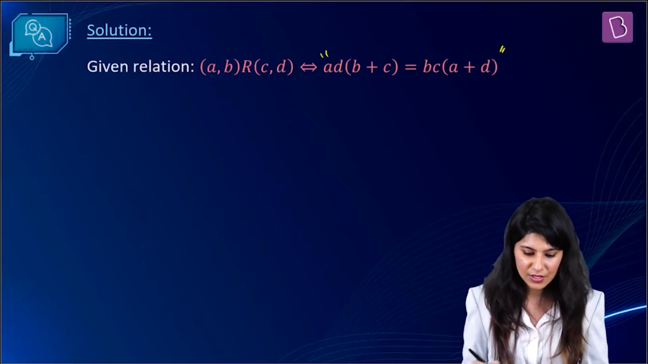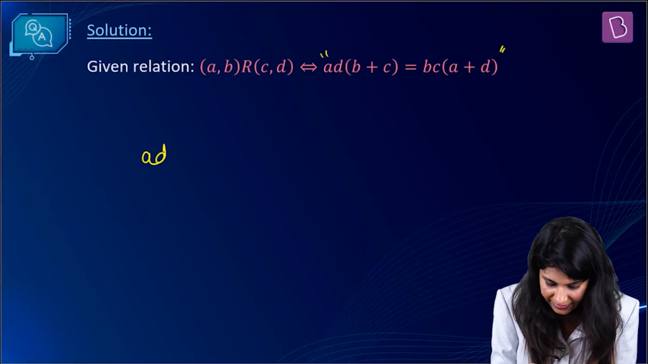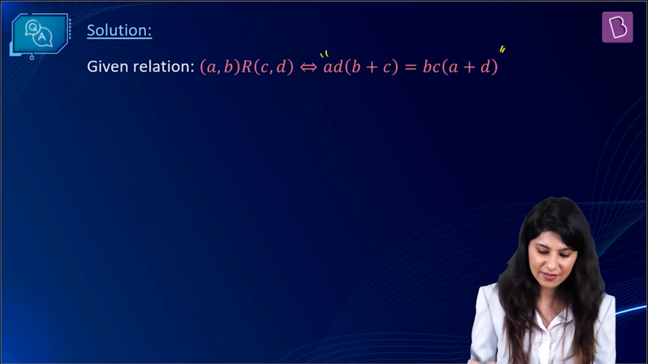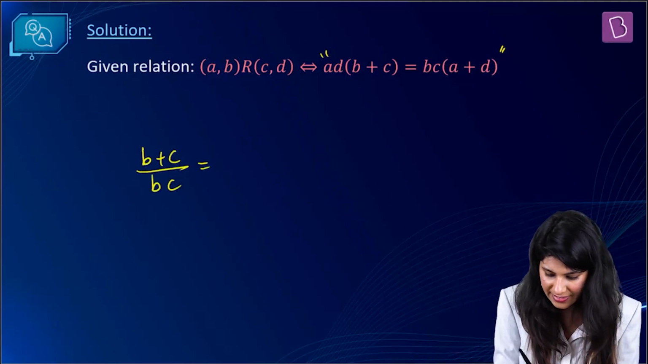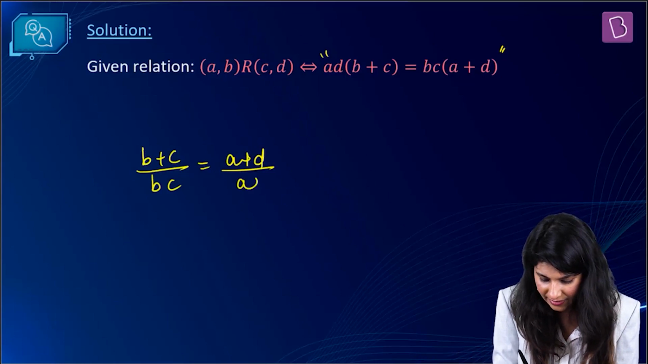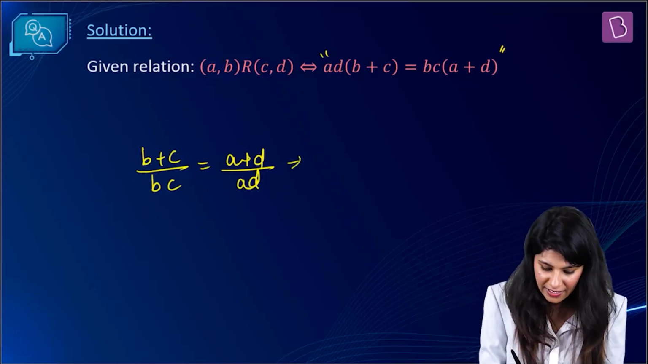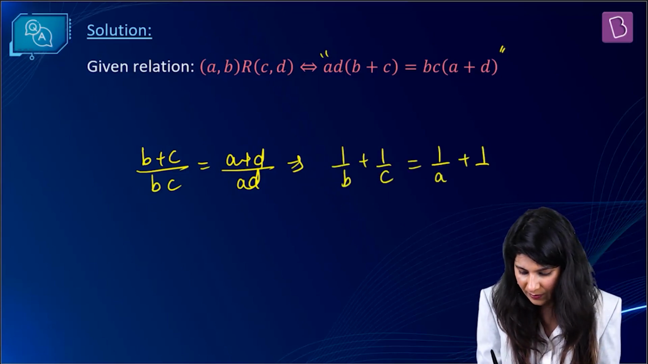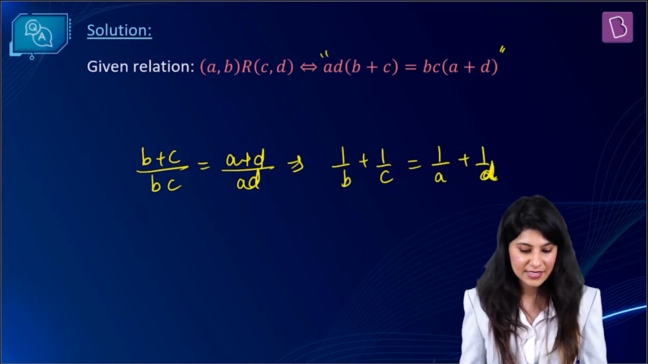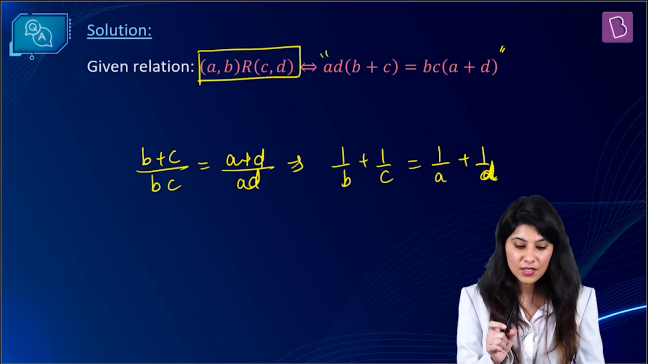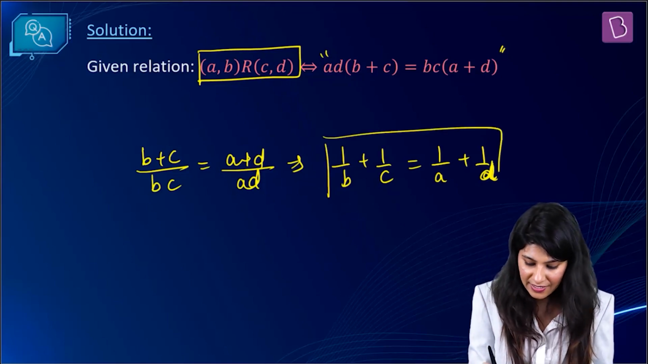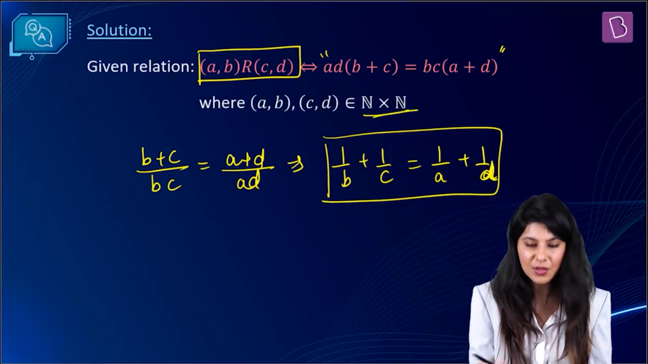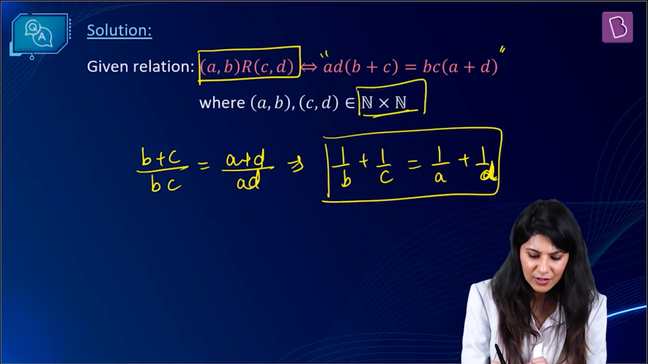Let's simplify this equation. So this is ad(b plus c). What I'll be doing is dividing the whole equation by abcd. If I do that, what do I get? (b plus c) by bc equals (a plus d) by ad. Much simpler. If I separate the terms, what do I get? 1 by b plus 1 by c equals 1 by a plus 1 by d. That means if the ordered pair (a, b) is related to (c, d), it should satisfy this. And of course, (a, b) and (c, d) both belong to N cross N, because the relation is defined on this set.